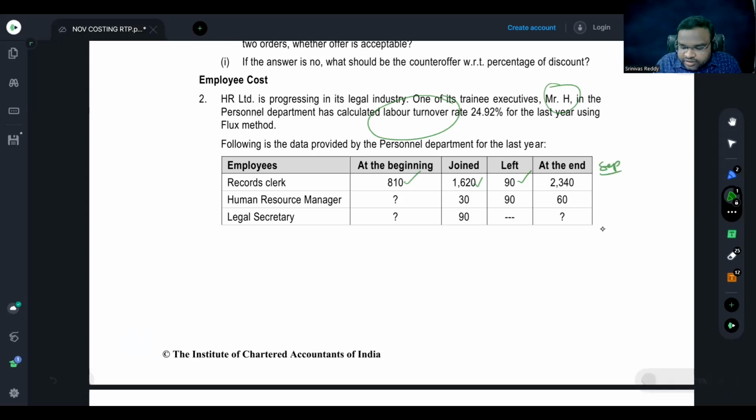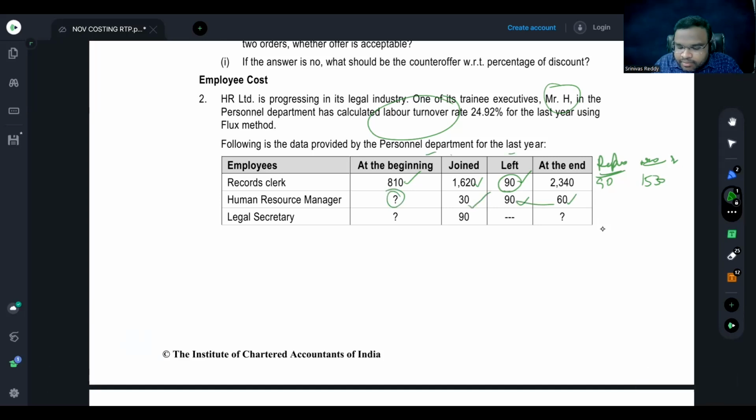Can I write down here how many separations? This is separations, the left. How many replacements? Out of 1620 joined, 90 left. That means the replacement would be for 90 employees, right? So 90 is the replacement and new recruitment is 1620 minus 90, 1530. New recruitment. We need to calculate for each type of employees.